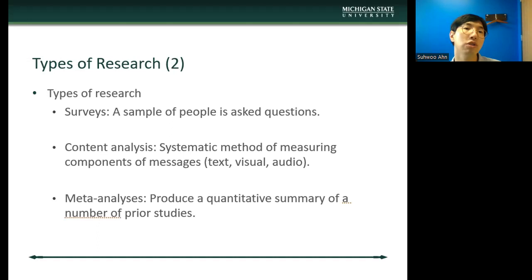Another type of research is surveys. You can just think about a phone interview, where a sample of people is asked some kinds of questions.